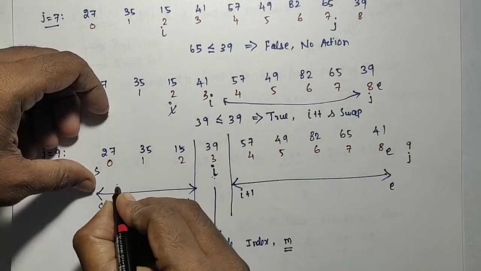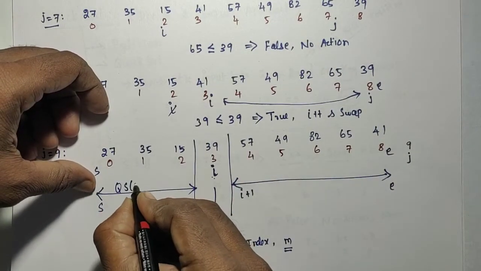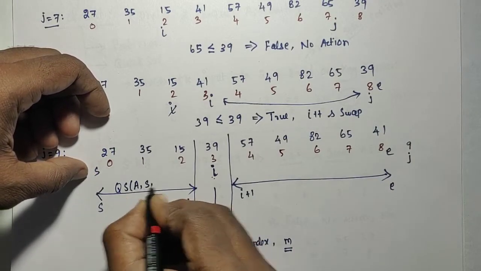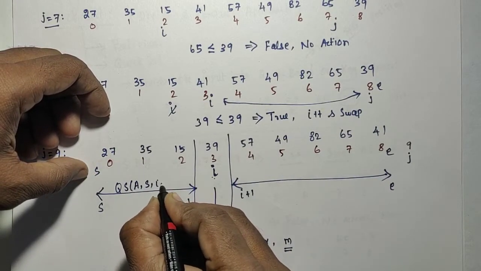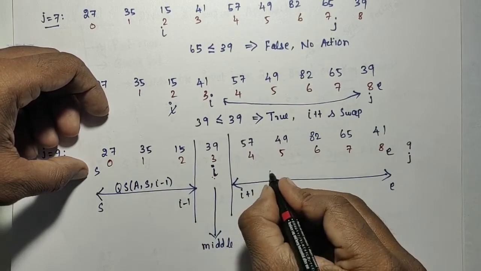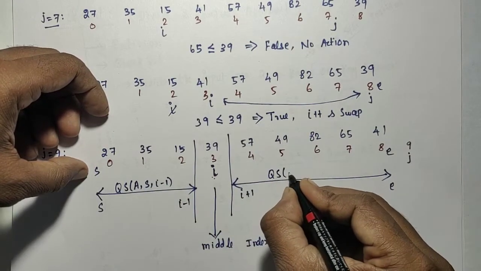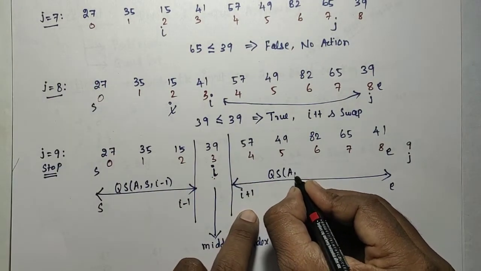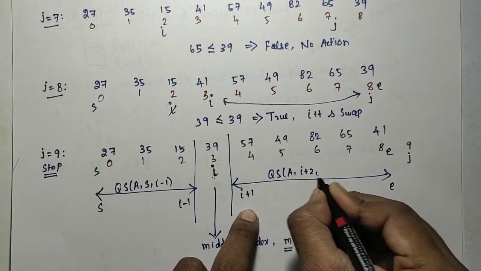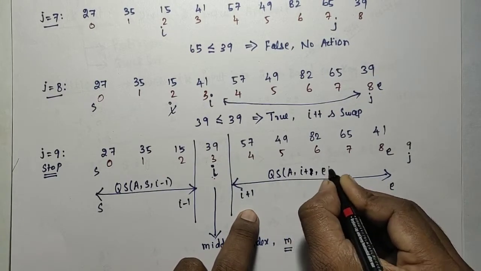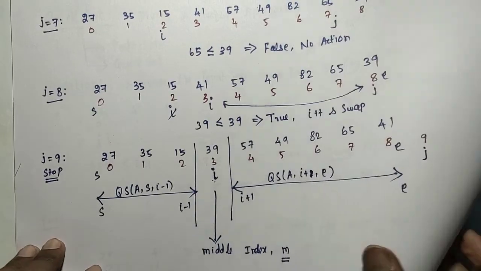So I have to call the quicksort algorithm here from A comma s to i minus 1. And here I need to call the quicksort algorithm from A comma i plus 1 to e. Like that I need to call that algorithm.